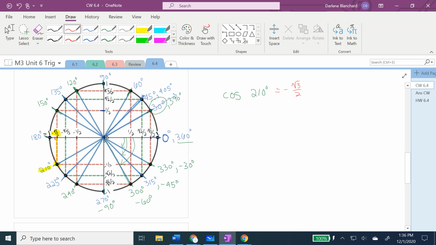So these give you reference points, but there are plenty of other angles out there. If I looked at 210 degrees but asked you what is the sine, then after finding 210, you would look at the y-coordinate and go negative 1/2. And that's correct.